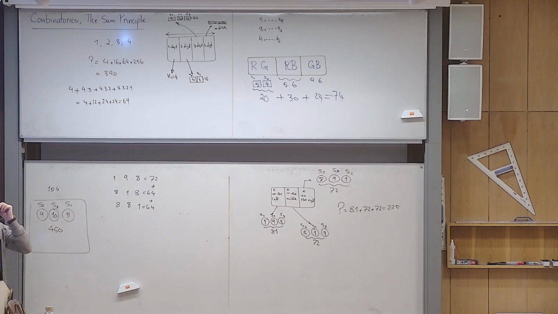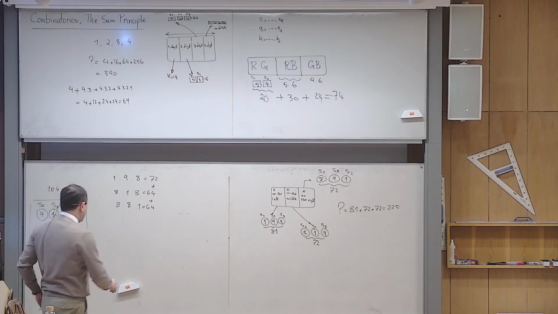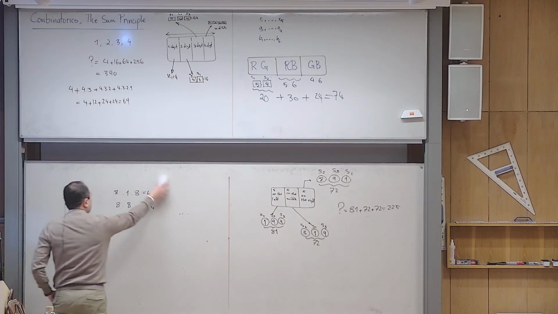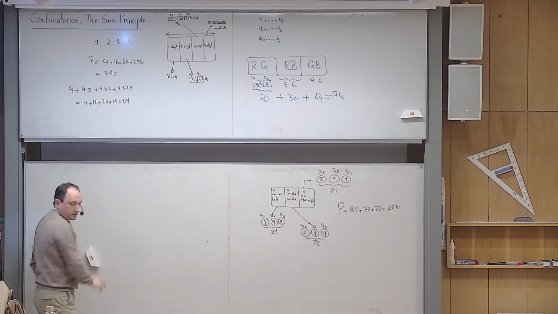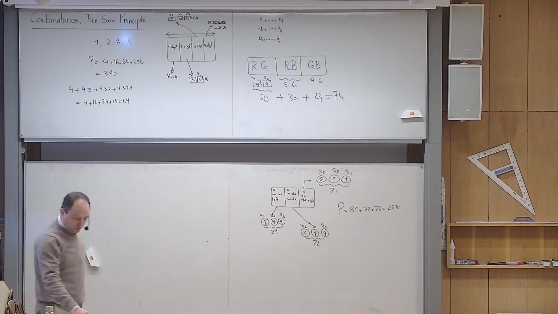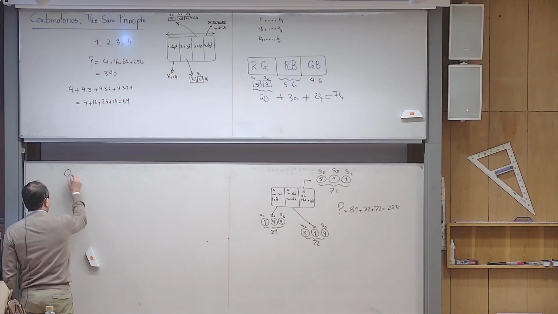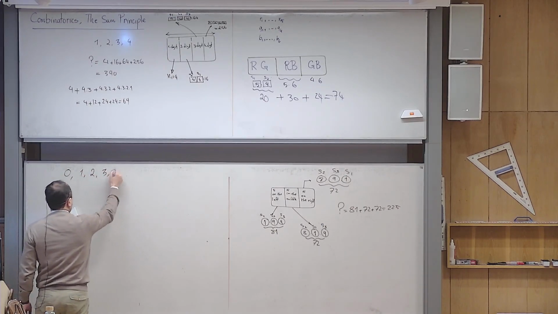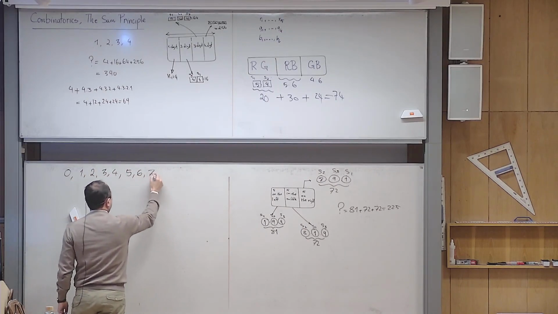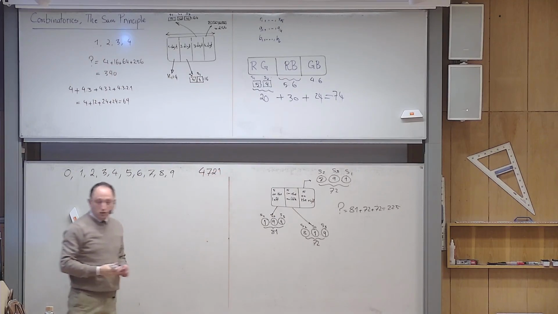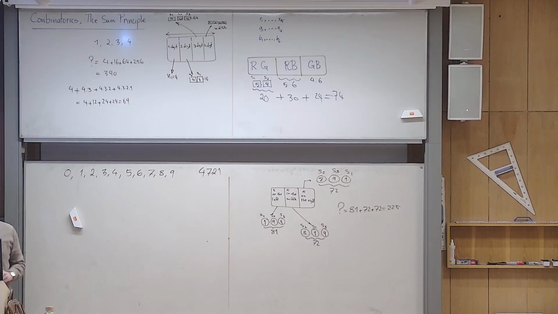Could you solve the problem, or at least have a strategy for that? This is a little bit, we have to be careful. So we want to find all 4-digit numbers. So let me write the digits we have. 0, 1, 2, 3, 4, 5, 6, 7, 8, and 9, yes. And the number is 4,721. So we want to see how many 4-digit numbers there are greater than this one.